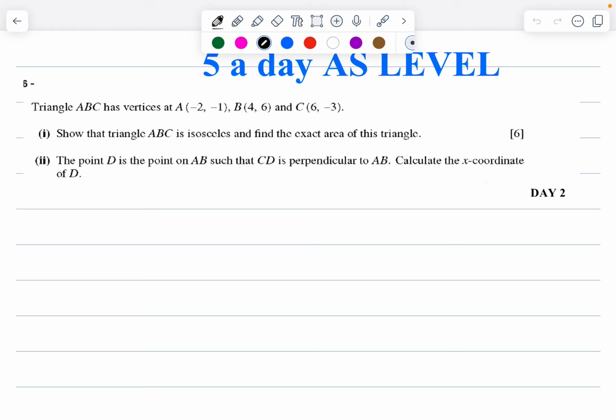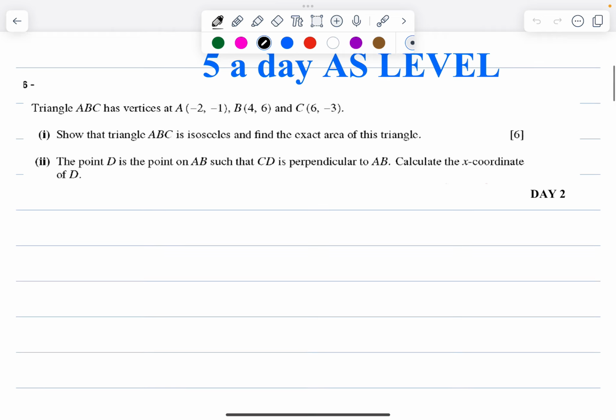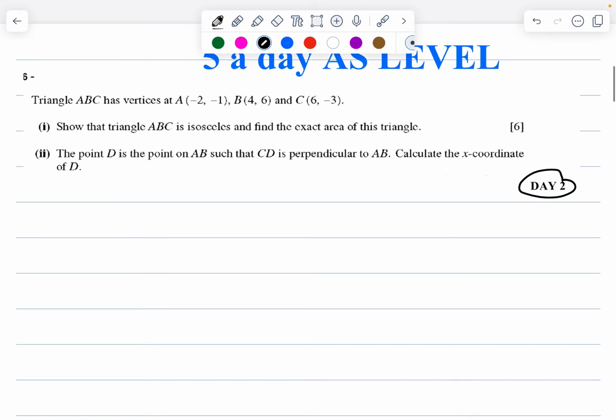Welcome. This video is for 5 a day AS level mathematics day 2, where we are doing questions number 6 to 10. Now coming to question number 6. Triangle ABC is given. Show that the triangle ABC is isosceles and find the exact area.